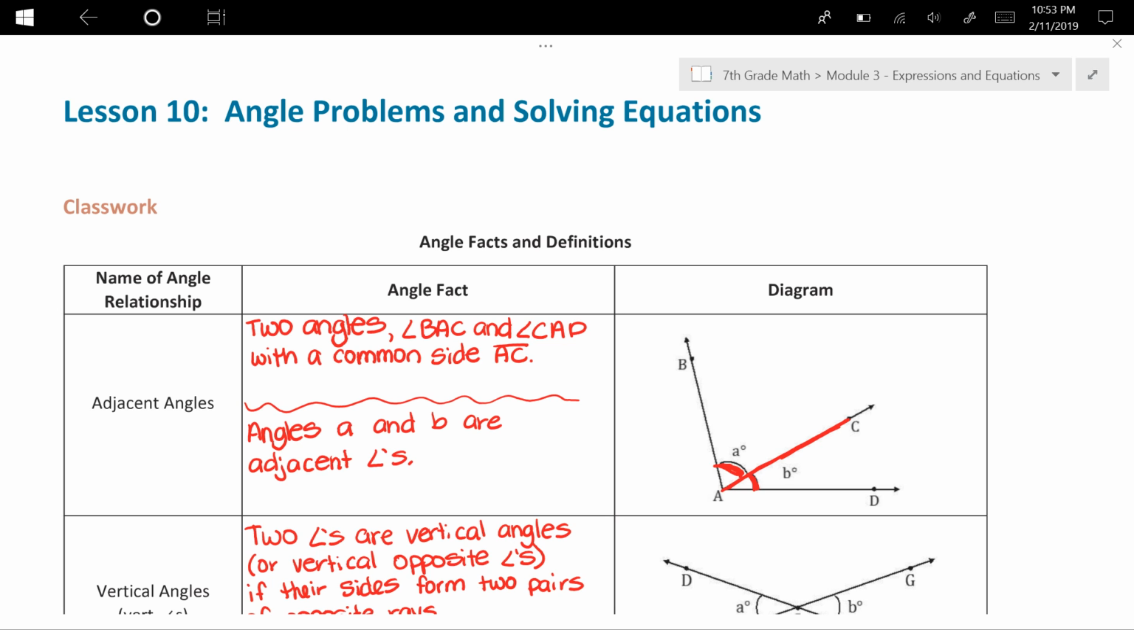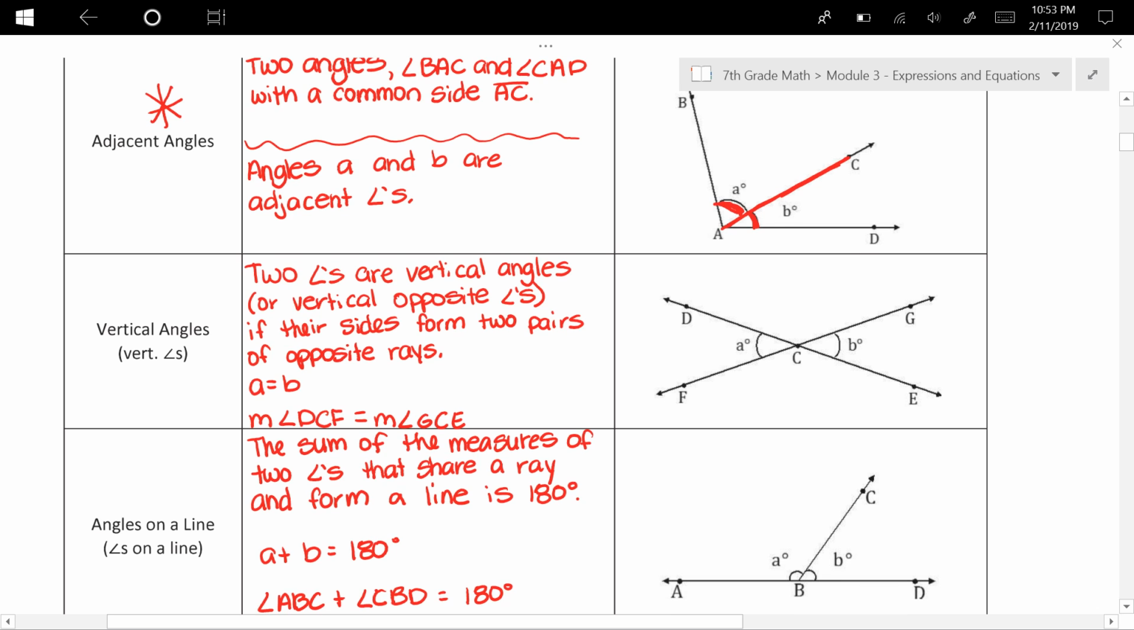This one is actually a really important one to know. Make sure you know adjacent angles. All right. Of course, as you know, you can always pause a video so that you can write your notes on here. Okay, so let's take a look at vertical angles.